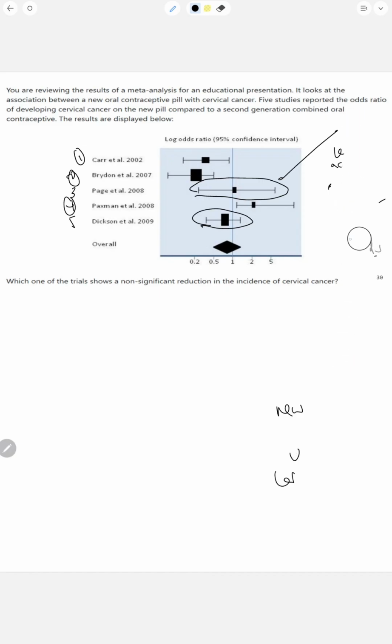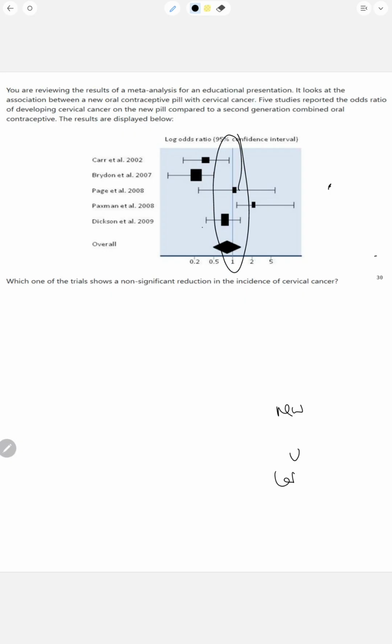Generally, they'll revolve around one of these things that we've talked about. So for example, in this question here, which one of the trials showed a non-significant reduction in the incidence of cervical cancer? Meaning, which of these is touching the non-significant, right? Anything that's touching the midline, so meaning this guy's study as well as this guy's study showed there was no difference. Which of these showed there was increased odds? This one. Which of these showed decreased odds? This one and this one.